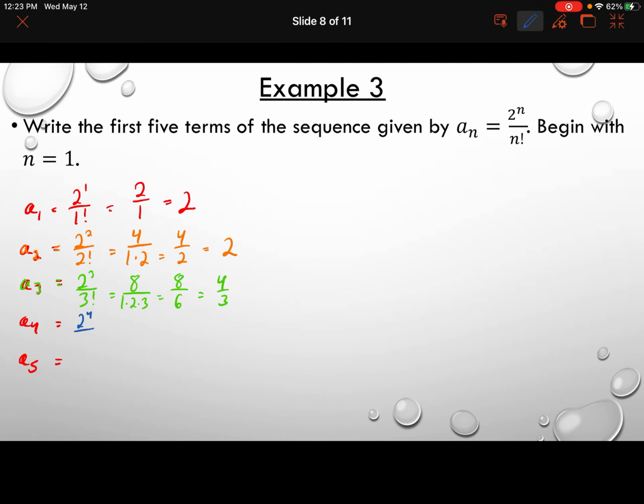So that's 2 to the 4th power over 4 factorial. So 2 to the 4th power is 2 times 2 times 2 times 2, which is 16. And then 4 factorial is the product of all integers from 1 to 4, so 1, 2, 3, 4. So this would be 16 over 24, which if I were to simplify it would be 2 thirds.